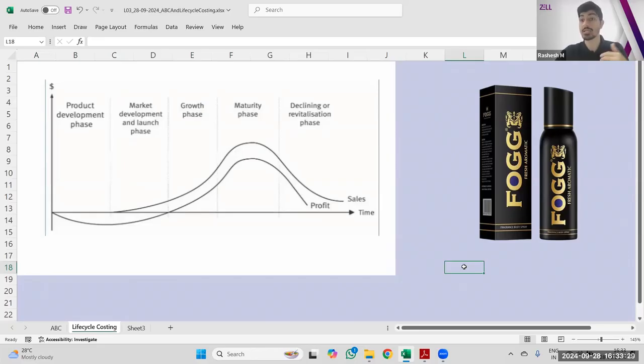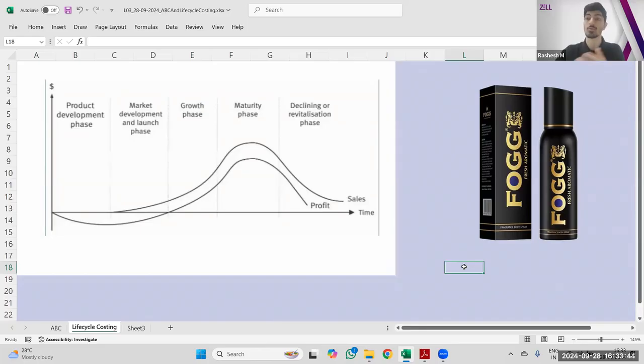So Fog had that insight. Gas-based deos, of course, were the trend in the market, and Fog had that insight that liquid-based deos, of course, in texture will match that of a perfume, but will do the job of a deodorant, and that gap is what they filled in the market. They were the innovators because there was nothing like Fog.